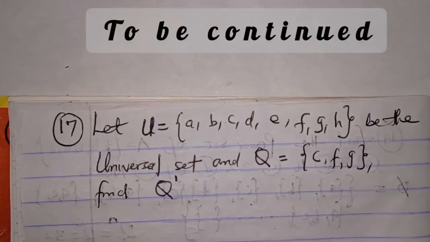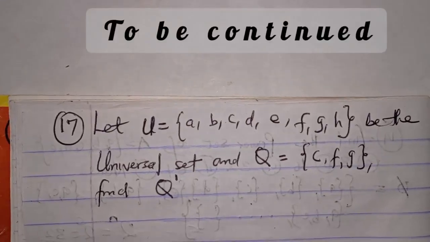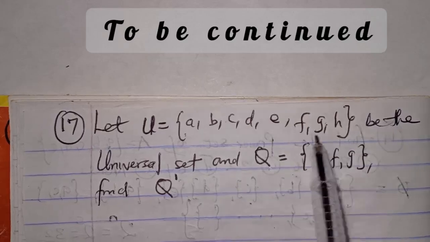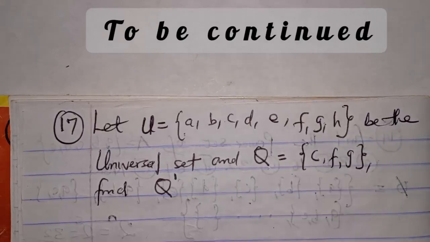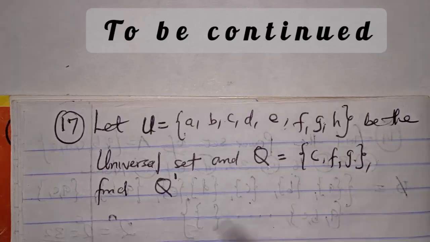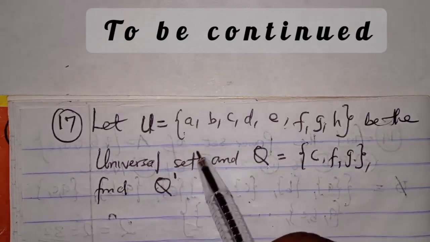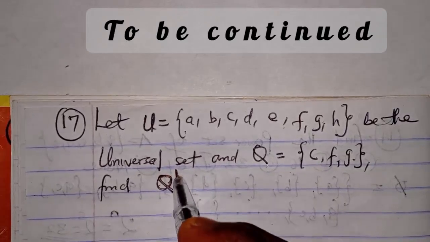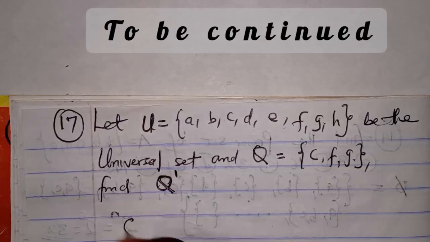In question 17 that we can see now, we are given the universal set A, B, C, D, E, F, G, and H. Those are the elements in the universal set. And we are given the set Q, which is a subset of this set: C, F, G. We have to find Q prime or Q complement.